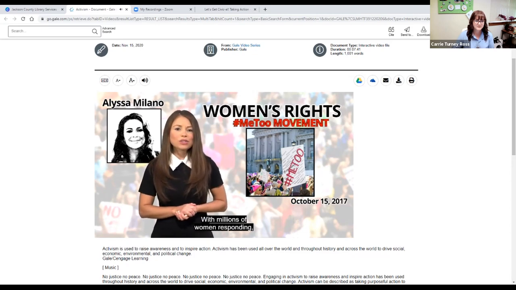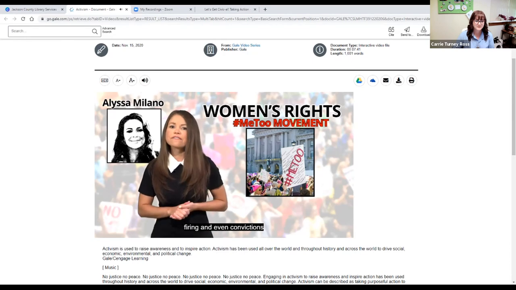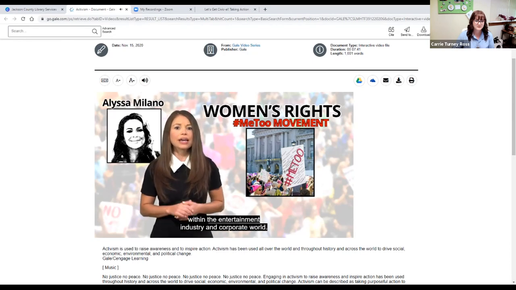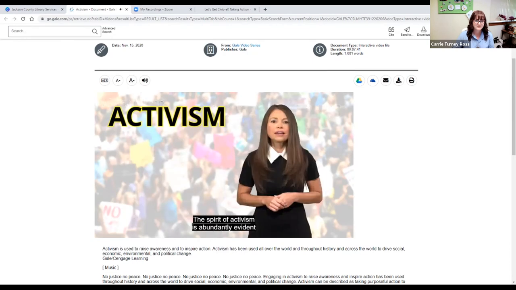With millions of women responding, among them many high-profile Hollywood celebrities, the result has led to many dismissals, firings, and even convictions within the entertainment industry and corporate world. The spirit of activism is abundantly evident in young people today as leaders and participants.